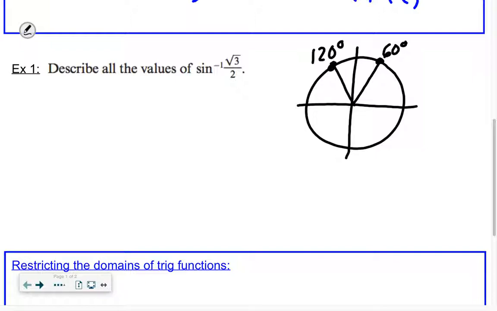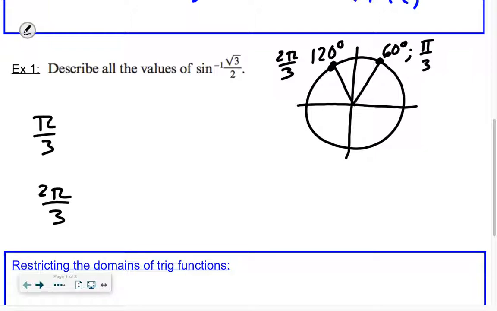We always like to use pi if we can. So 60 degrees, let's go back and look at the radian value there. That is pi over 3. The radian value here is 2 pi over 3. So pi over 3 and 2 pi over 3. The thing is, on Wheel of Fortune, how many times does that wheel go around?